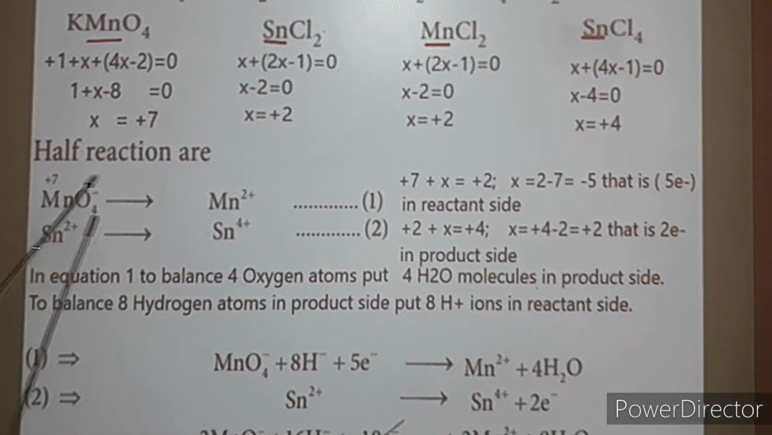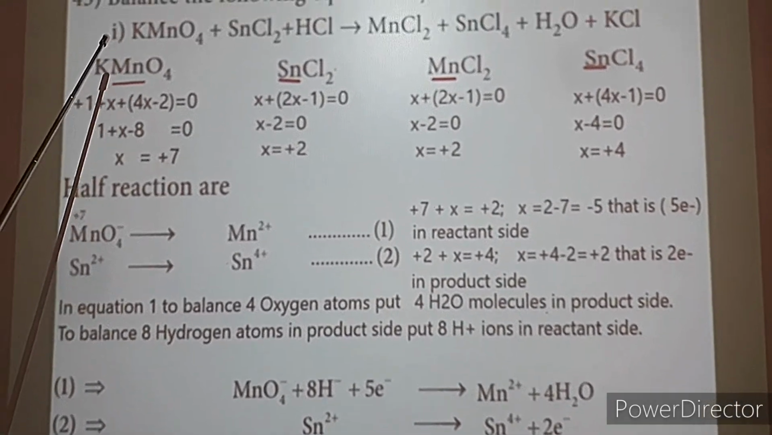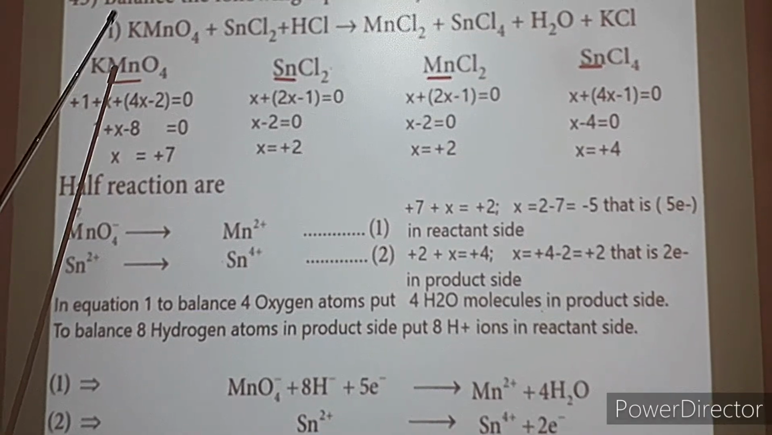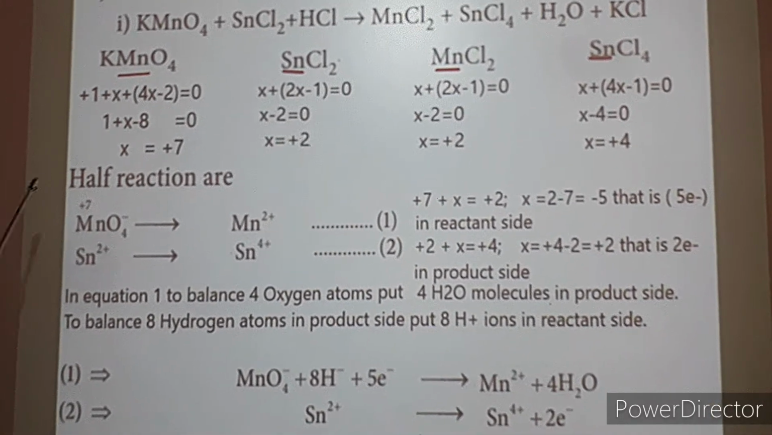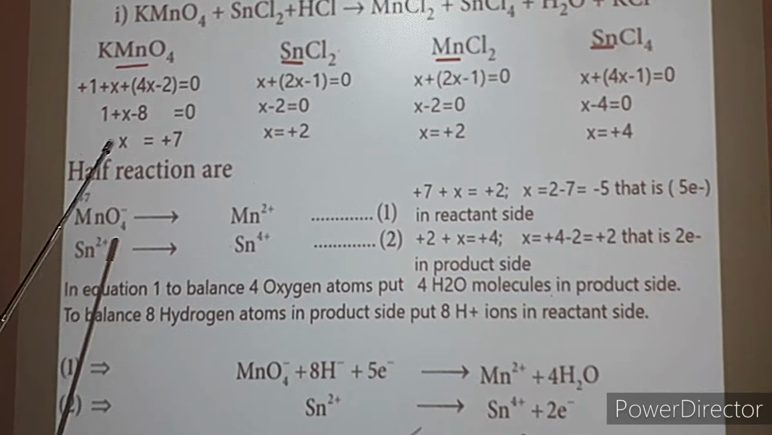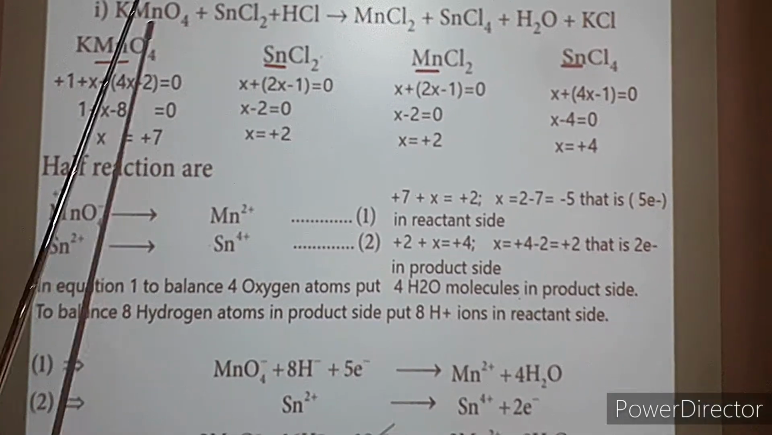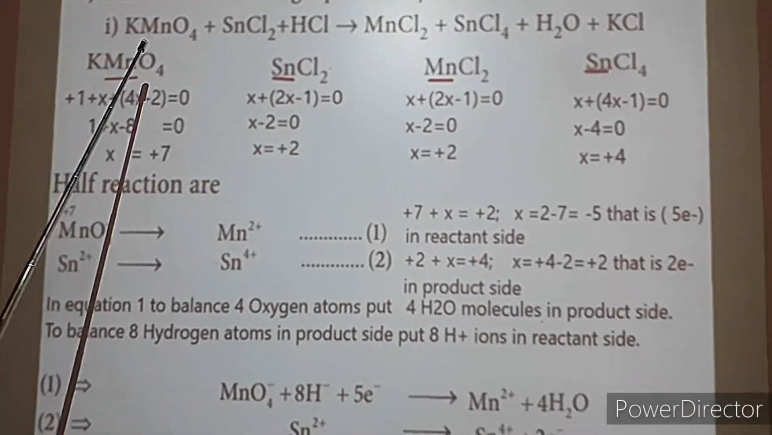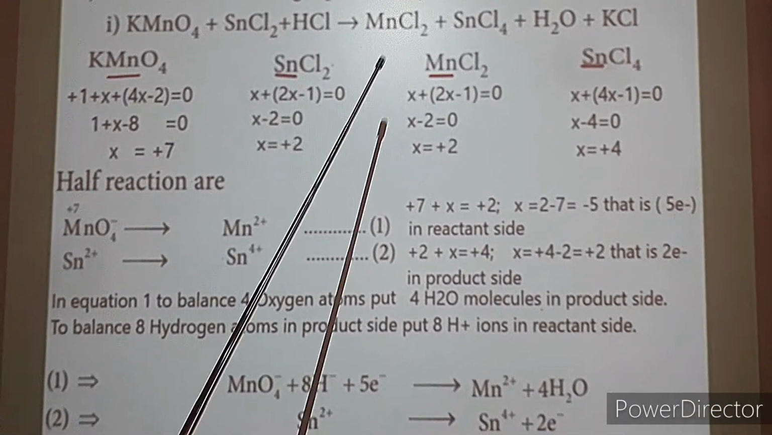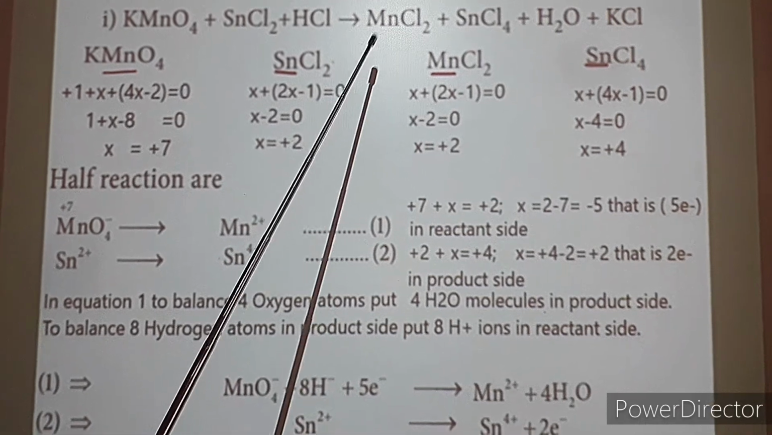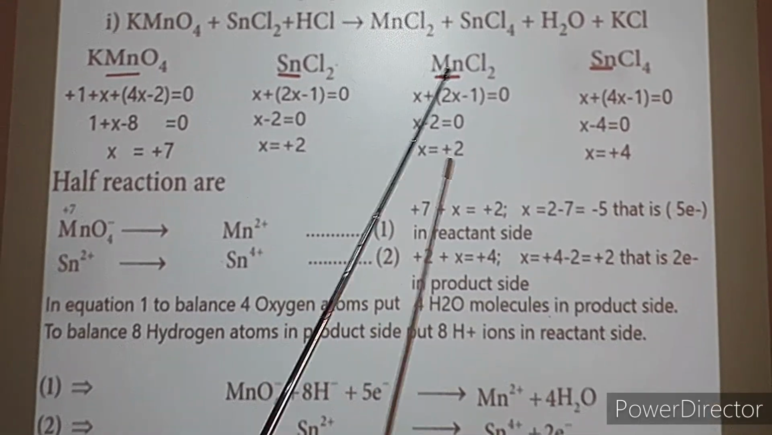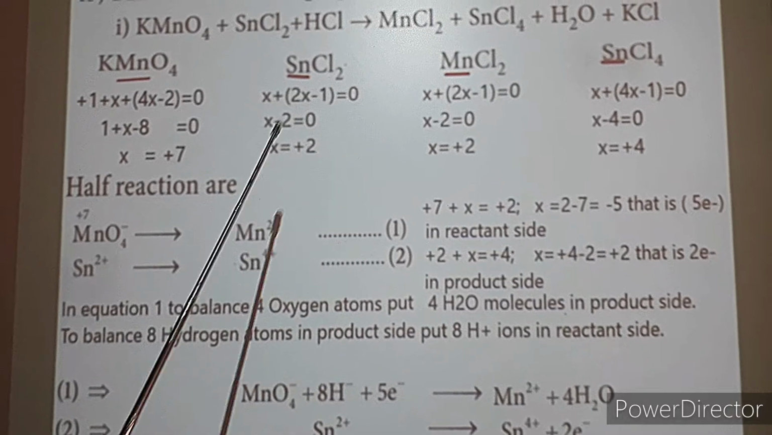Now we are going to write the half reaction here. The potassium permanganate splits into K plus and MnO4 minus. We are going to write only MnO4 minus. We leave out the K plus here because we are going to concentrate on permanganate and manganese chloride. Here also the manganese chloride splits. We leave out the Cl minus, and manganese 2 plus only we are going to take.